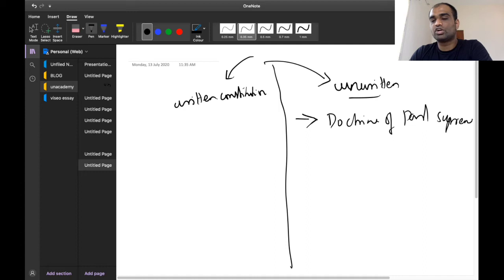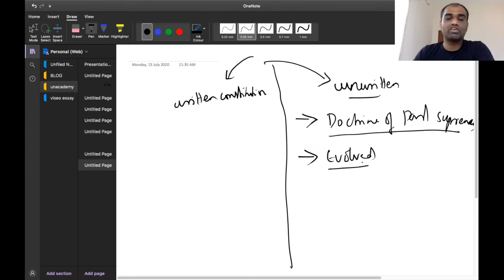This follows the doctrine of parliamentary supremacy because this constitution evolved over a period of time. As I mentioned before, Parliament gradually took these powers away from the king. As they gradually took these powers away from the king, they passed a number of laws and made a number of rules for governing the UK. So this type of constitution evolved over a period of time. That's why this constitution is unwritten.